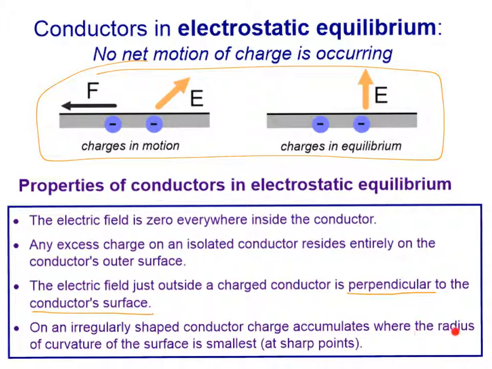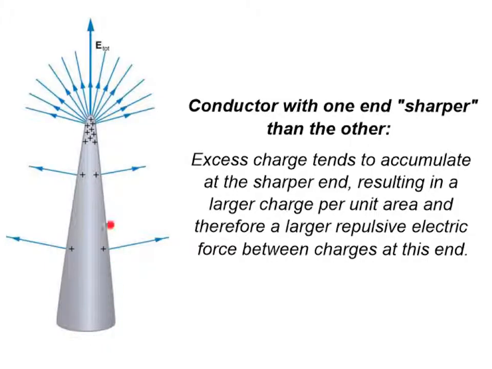And the last property we're going to talk about is that on an irregularly shaped conductor, the charge is going to accumulate where the radius of curvature of the surface is smallest. In other words, at sharp points on the object. And let's look at the next frame and see the picture to understand that better. So here is an irregularly shaped object. It has one end that is sharper, and excess charge tends to accumulate at that end. And that results in larger charge per unit area and a larger repulsive electric force between those charges at this end.